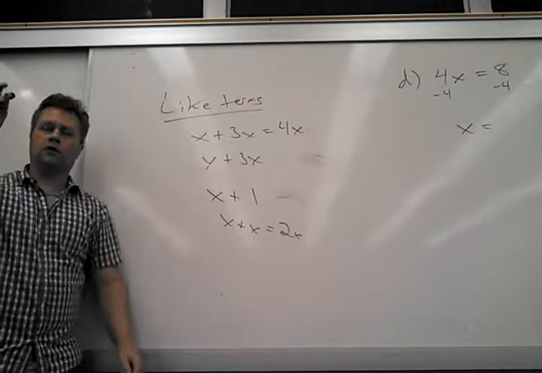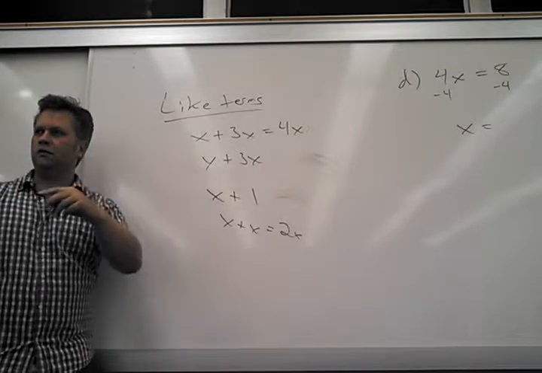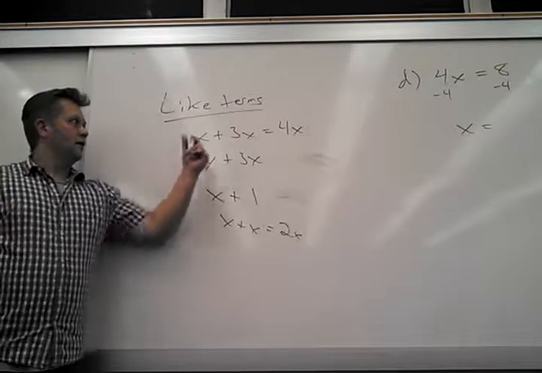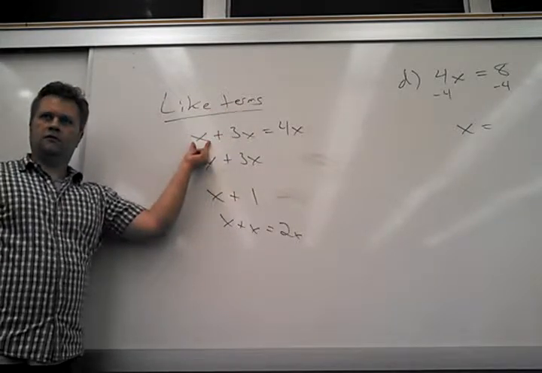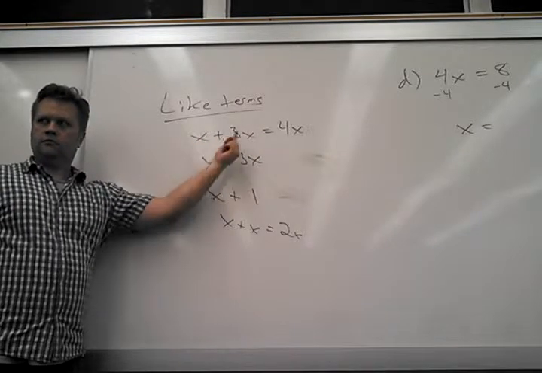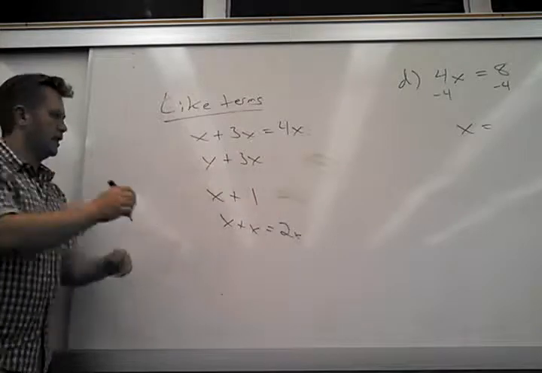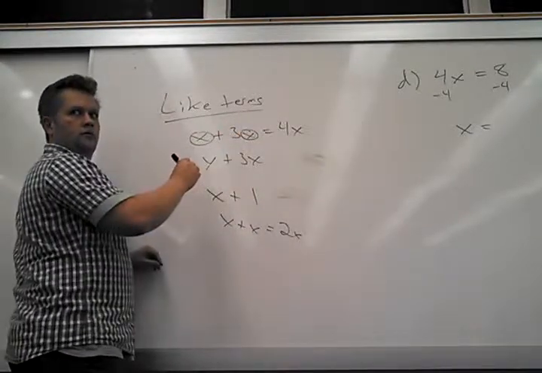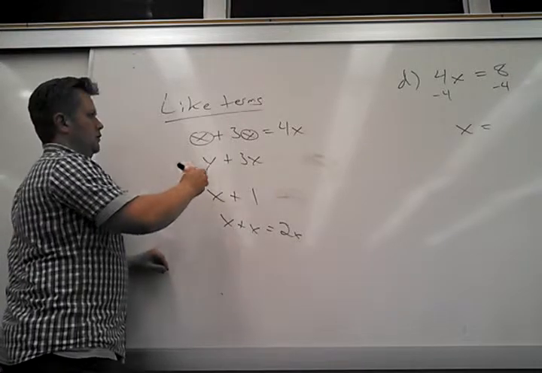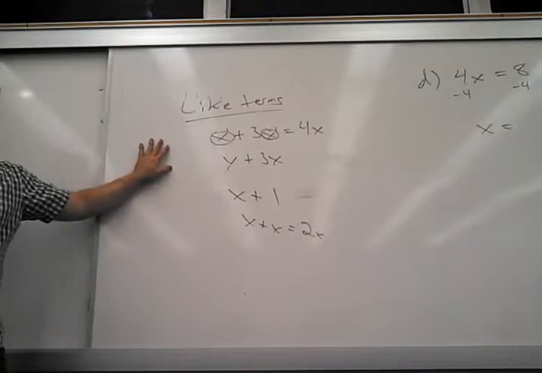So like terms, you ready? Here's the official definition. Listen to me, I'm just talking slow. Like terms means you have the same variable. And actually beyond that, you have the same number of variables in each. What I mean by that is you have the same letter with the same exponent, just to get a little bit ahead of us.